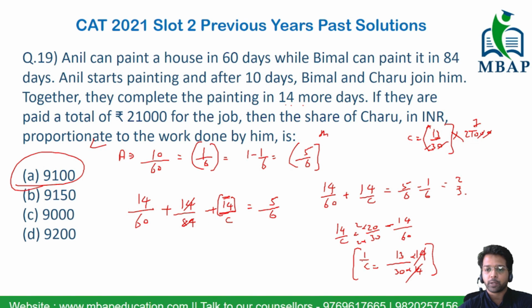So first you have to find out C's proportion of work in 1 day. Now C has worked for 14 days, so in 14 days C is going to do 13 upon 30 of the total work, right? Out of the total remuneration of 21,000, C is proportionate for 13 upon 30 into 21,000. So the answer for the given question will be 9100.